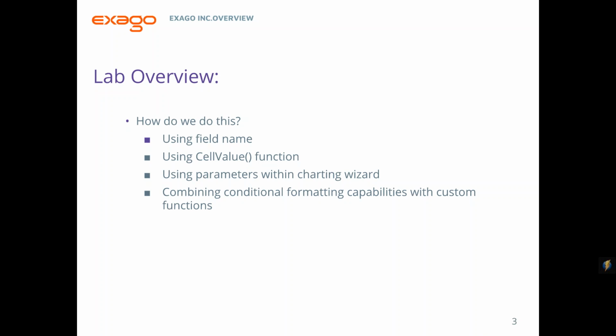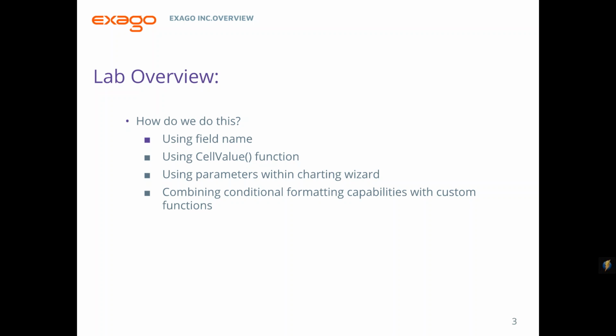And then how do we do all of this, right? So we can do it a couple different ways in that cell level conditional formatting. So we can use the actual field name. We can use a CellValue function that I'll touch on. Within that charting wizard, we're going to be actually using parameters based on be it the value or the name of those aspects of the chart. And of course, we'll get into that. And then we can also combine our conditional formatting capabilities with some custom functions. And I'm going to show you that. That's going to be our export type example.